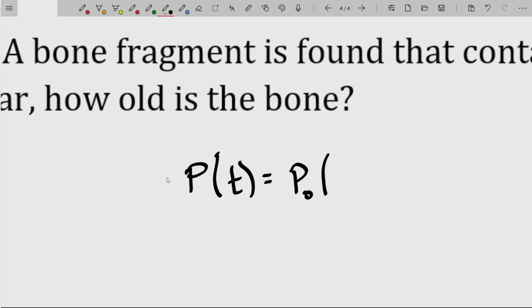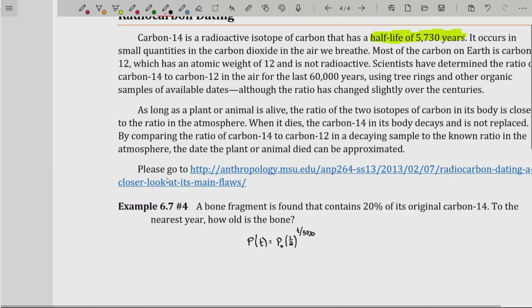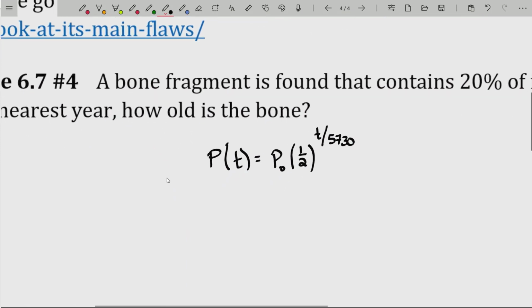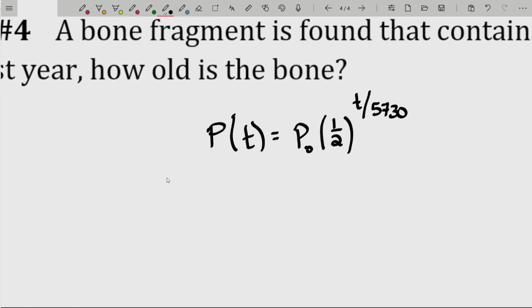We just don't know how much carbon-14 was in there originally. But we know that it has a half-life. It decays to half of its original amount per 5,730 years. Double check that because I could be wrong, but no, I'm right. It's the highlighted piece up above. And we want to know, how old is this bone? Because it has 20% of its original carbon-14 remaining.